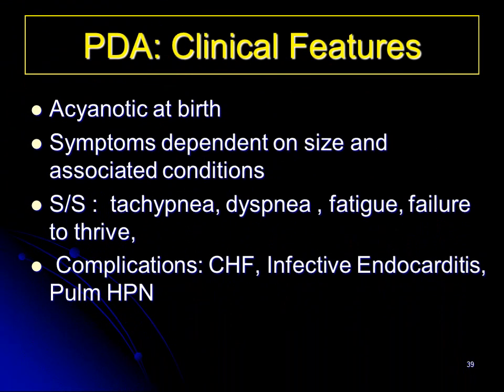The clinical features of patients with patent ductus arteriosus depend on the size of the ductus and how much blood flow it carries. The patients are acyanotic at birth and when symptomatic may have tachypnea, dyspnea, fatigue, and failure to thrive. Complications include congestive heart failure, endocarditis, and pulmonary hypertension.